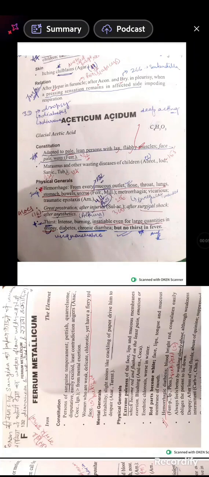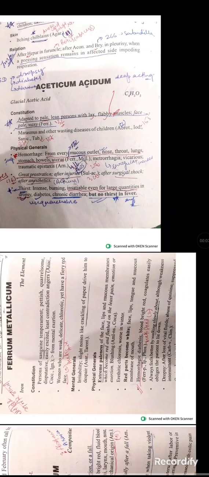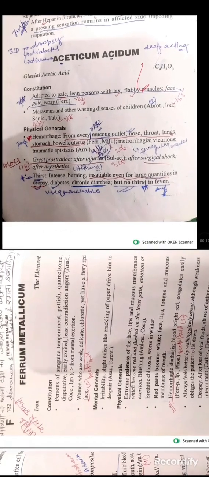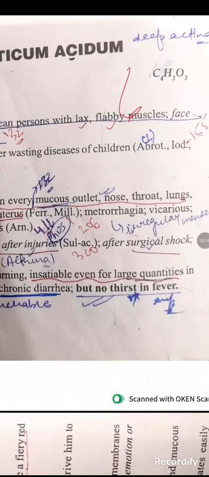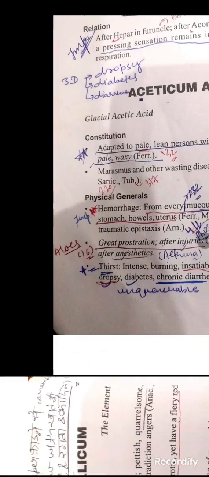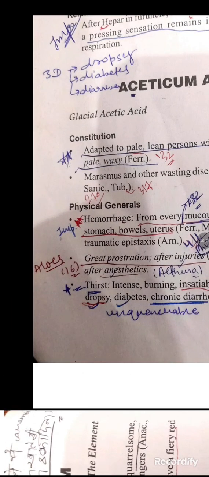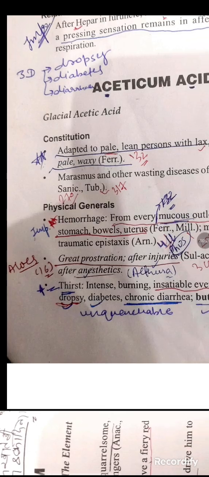So after abdotanum, our medicine is acetic acid. Yes, the common name is glacial acetic acid and the formula is C2H4O2. This is a deep acting remedy. And the formula to remember acetic acid: dropsy, diabetes and diarrhea.